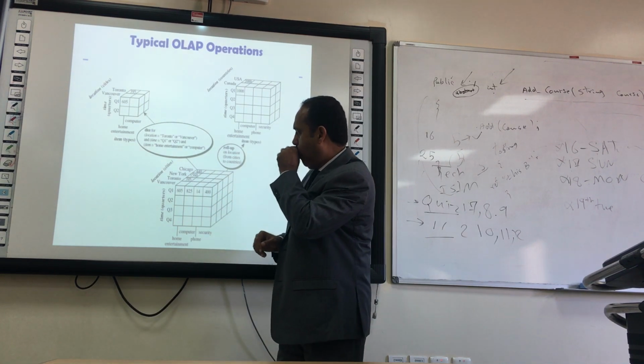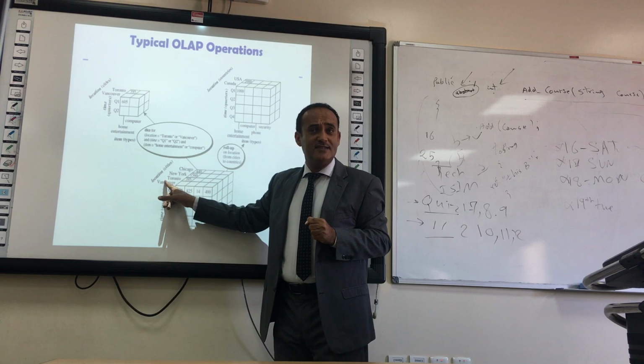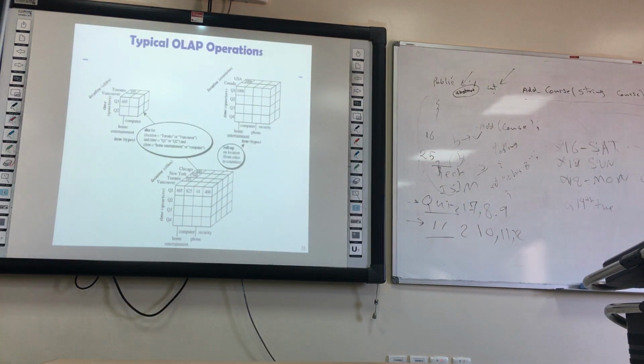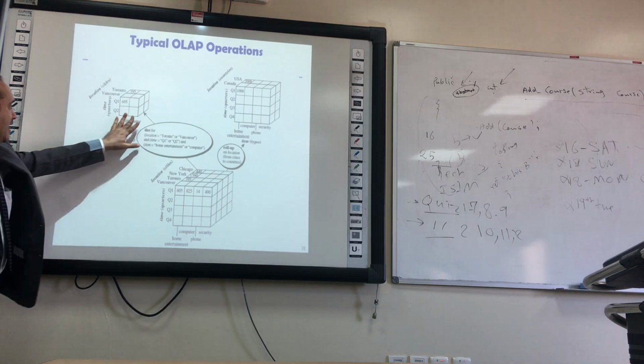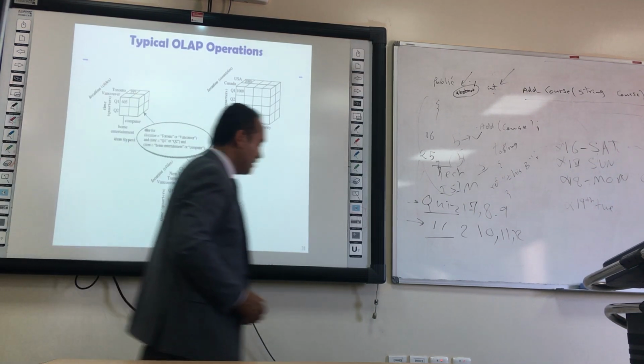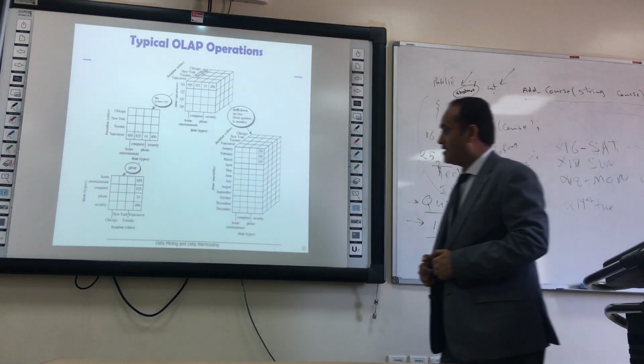Here, instead of having a view for all of these cities, I just choose the view for those two cities. Just two items, two quarters, and so this is nice. And we have also another view, which is a slice.